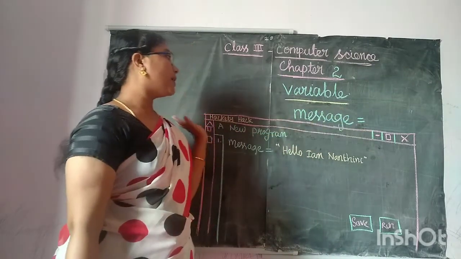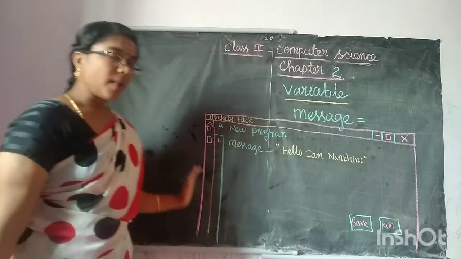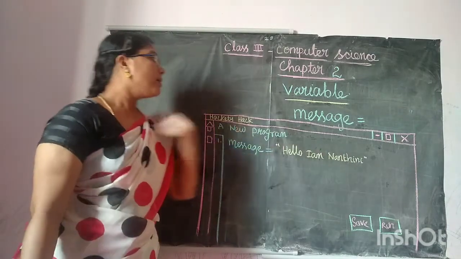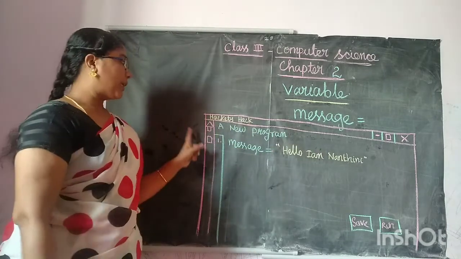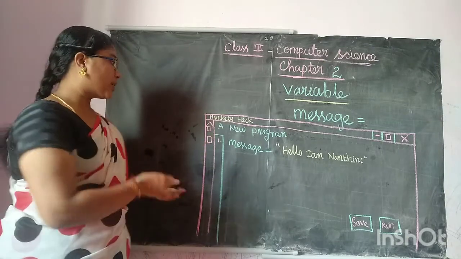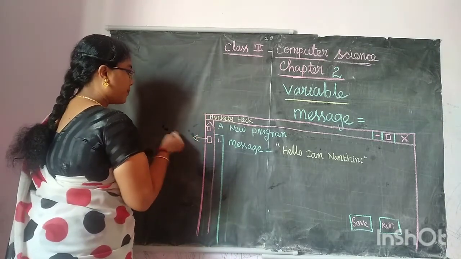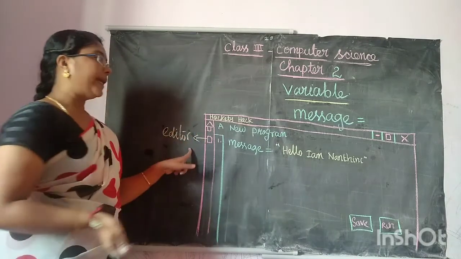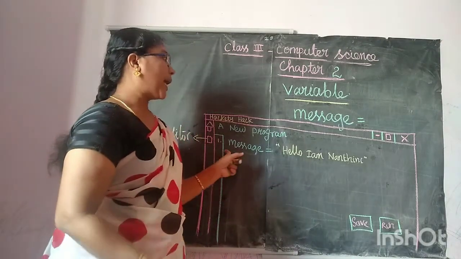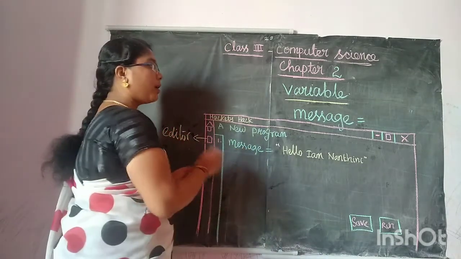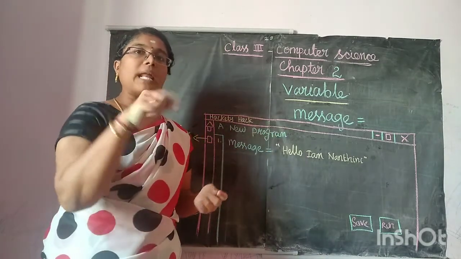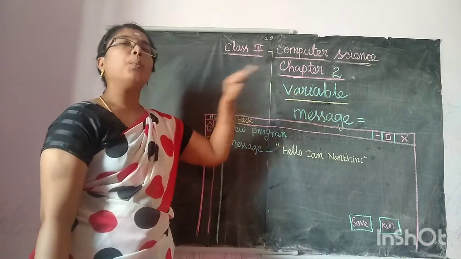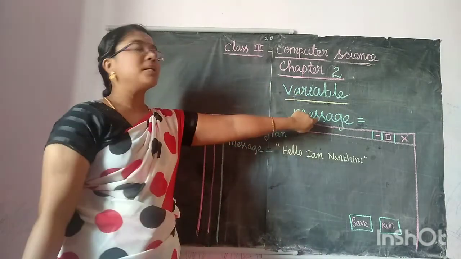Just think this is your Hackety Hack screen. What are you going to do? First you have to click the editor button. Step 1 is click the editor button. Then you have to type the message. In the last class we used the alert command, right? In this class we are going to use the variable, which is message.